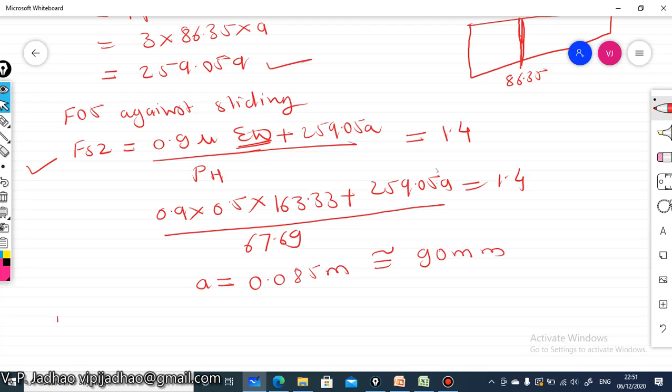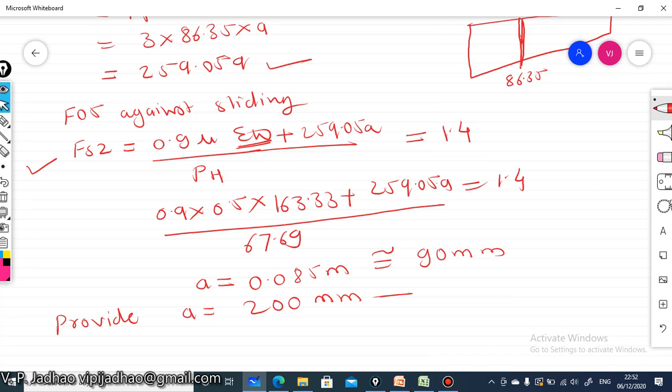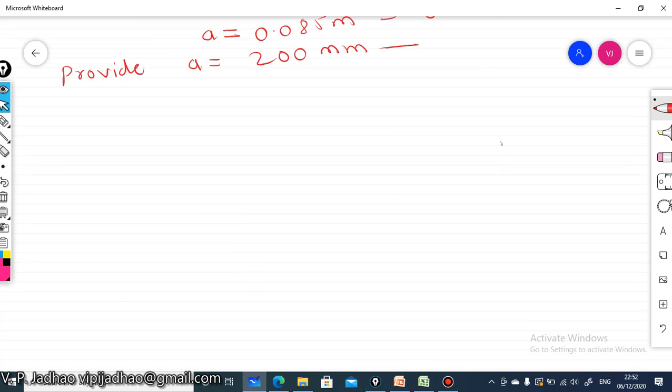This is very small, therefore what we will be doing, provide A equal to 200 mm. Okay. So this is how the final design is done, and now finally we will do the detailing of steel reinforcement. Now we will be doing the detailing of steel reinforcement, that is step number 10.